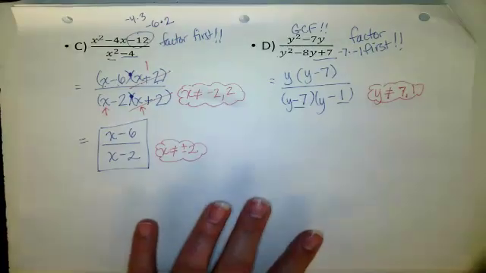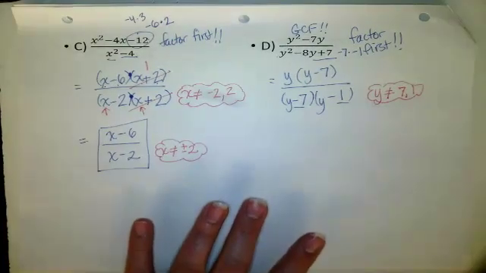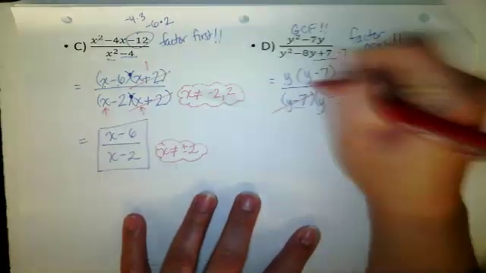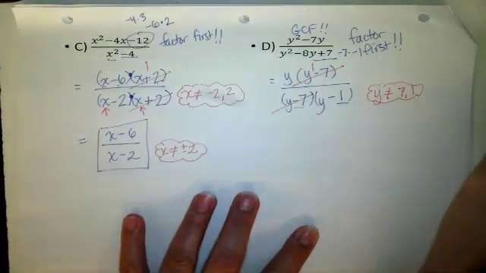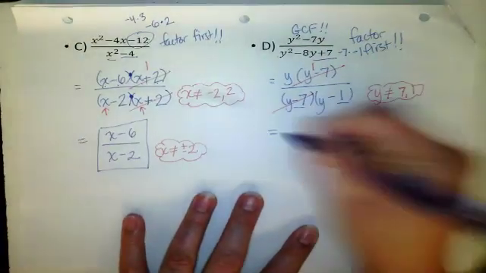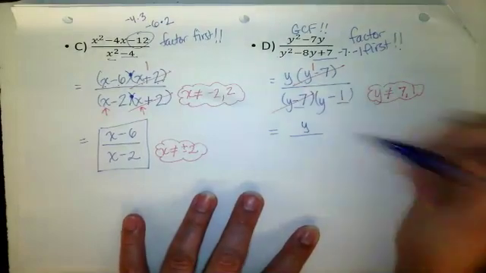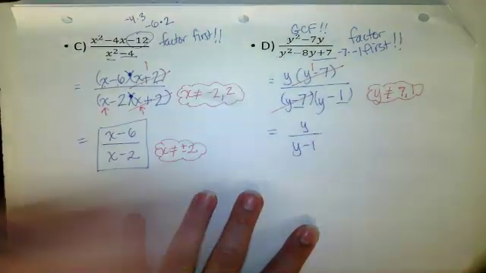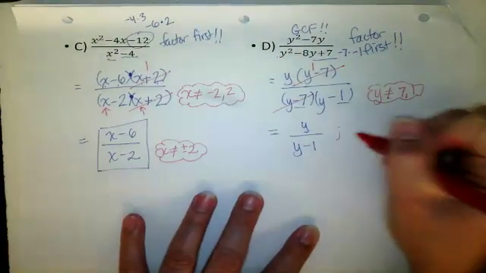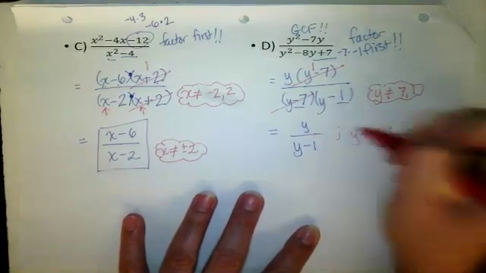What reduces? Yeah, y minus 7 goes into y minus 7 one time, and so what's left behind? Y over y minus 1. Very good. And also, y cannot equal 1 or 7.